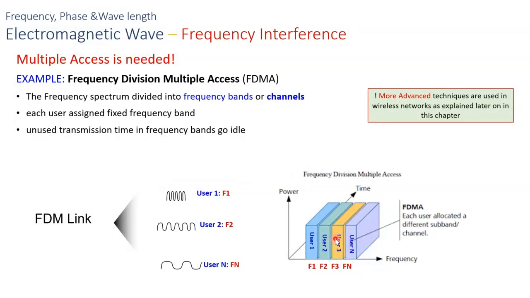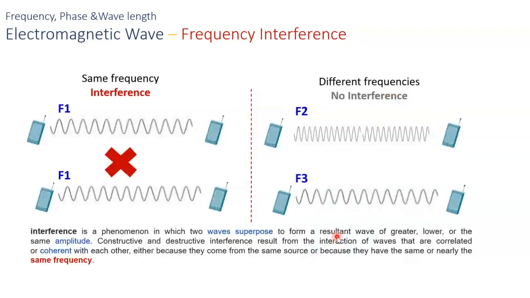So the idea of FDMA is that I have multiple users and each user is using a frequency to transmit on. Even if they are sending at the same time, it's not a problem, but everyone has his own frequency band, his own channel. You can see here from the figure, if these 2 users are sending at the same frequency, F1, interference will happen. What is interference? It is a phenomenon in which 2 waves superpose to form a resultant wave of greater, lower, or same amplitude.